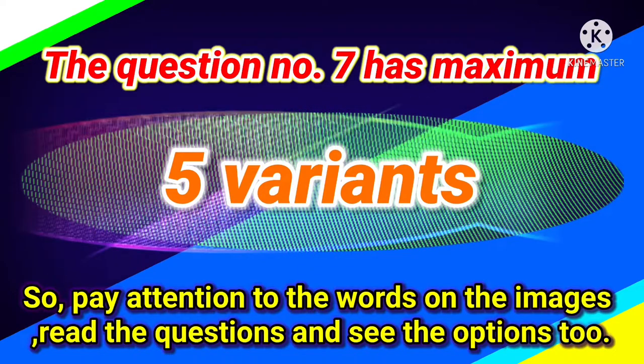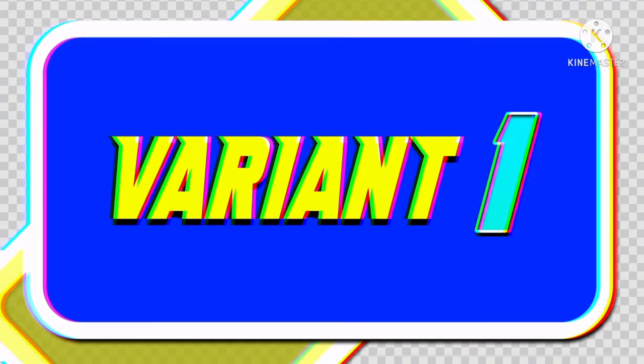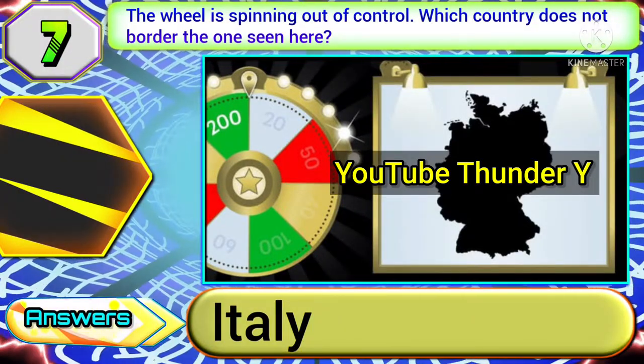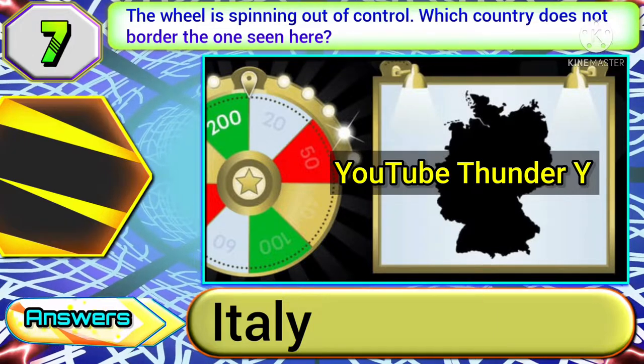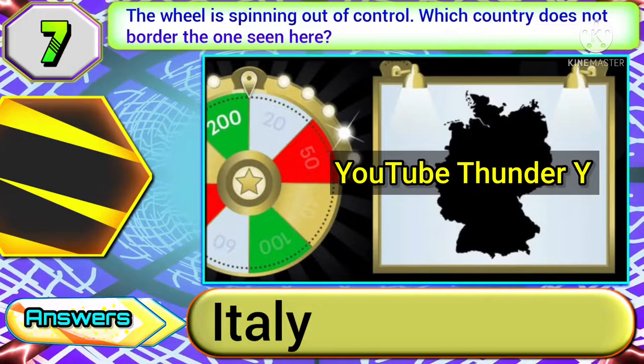The question number 7 has maximum 5 variants, so pay attention to the words on the images, read the questions and see the options too. So in variant 1 of this question, if you get this type of image and if you get the question as, which country does not border the one seen here, then you need to select the option Italy.